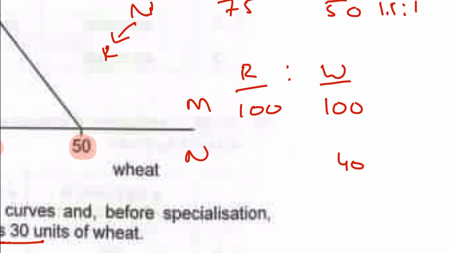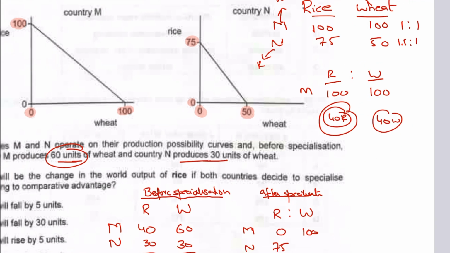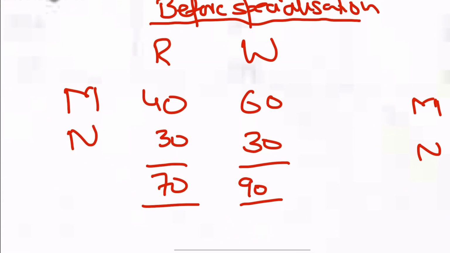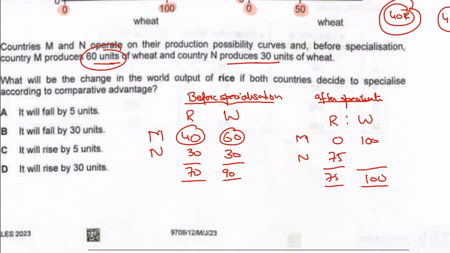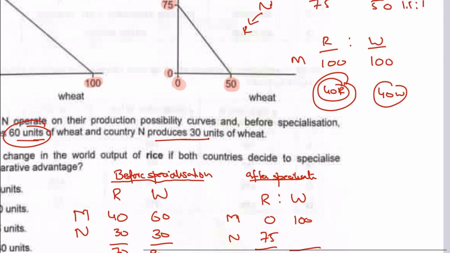If M did produce those 40 wheat, how much rice would it have foregone? Cross multiplying, M would have foregone 40 rice. But since M is not producing these 40 wheat, it doesn't have to forgo these 40 rice, which means it is producing 40 rice. So M is producing 40 rice with 60 wheat, because M is not producing 40 wheat. The same goes for country N.